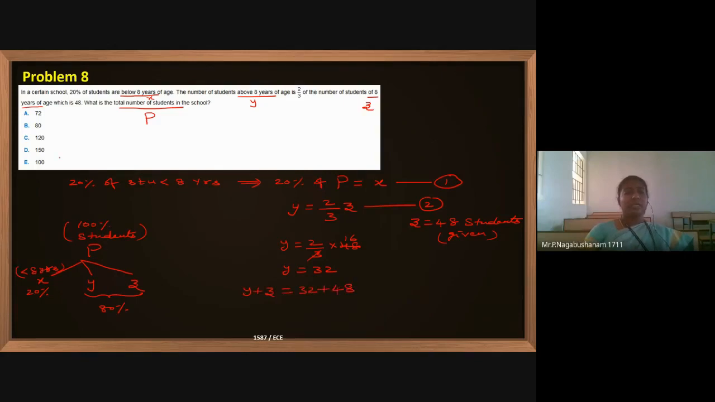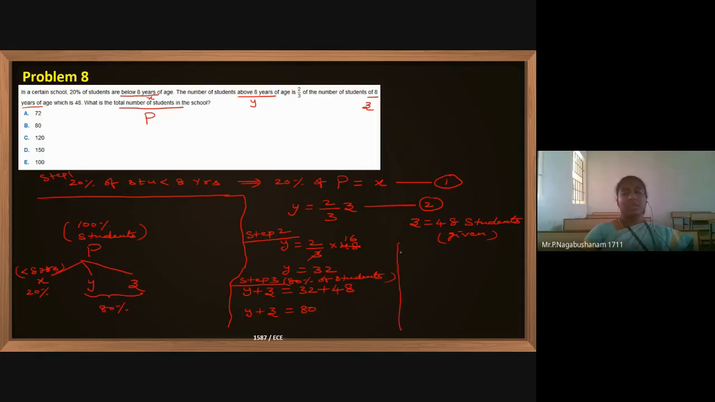In step 1, what have we done? We have written some equations. In step 2, what have we done? We have calculated the Y value. Now in step 3, I am going with 80% of the class. 80% of the students is nothing but above 8 years and equal to 8 years. So this is Y plus Z, which if you add the two, 32 plus 48, we are getting 80 students. This is step 3.